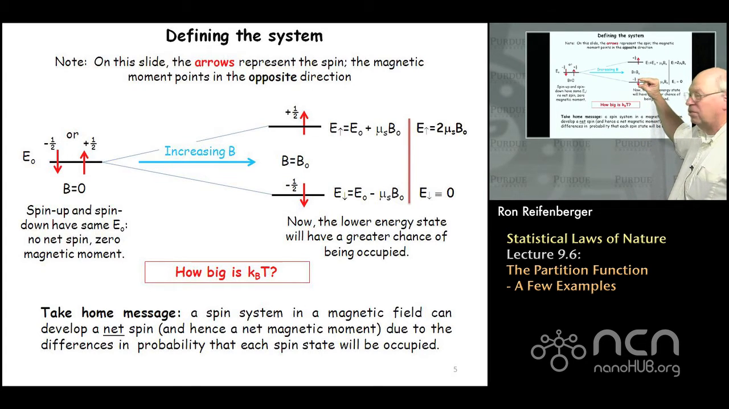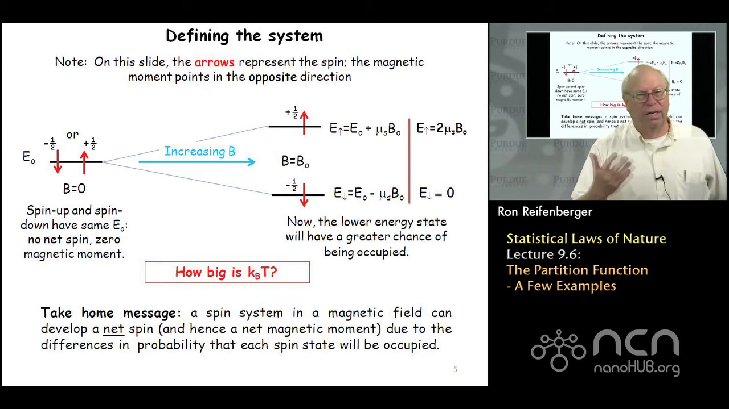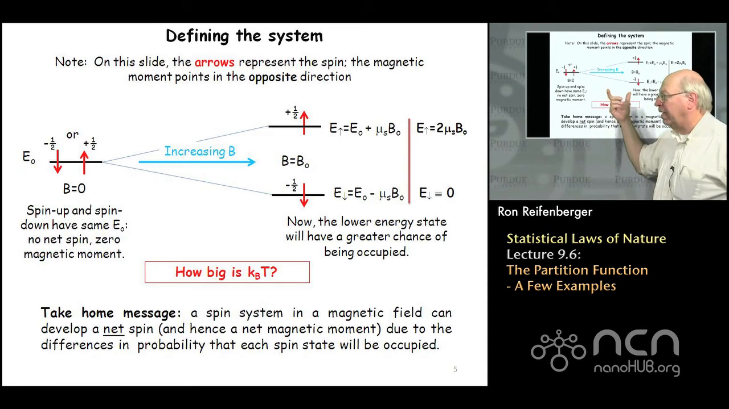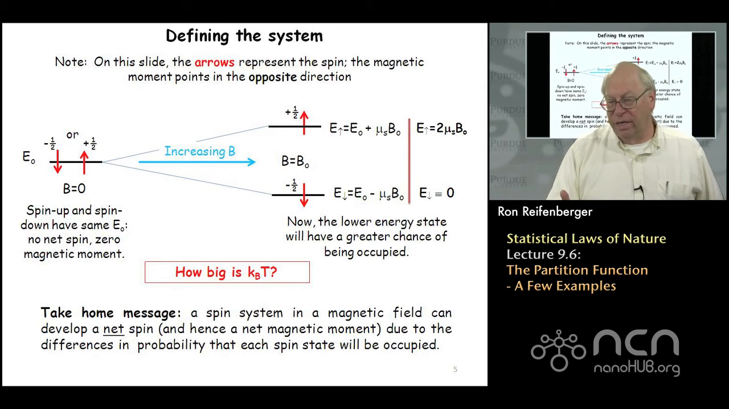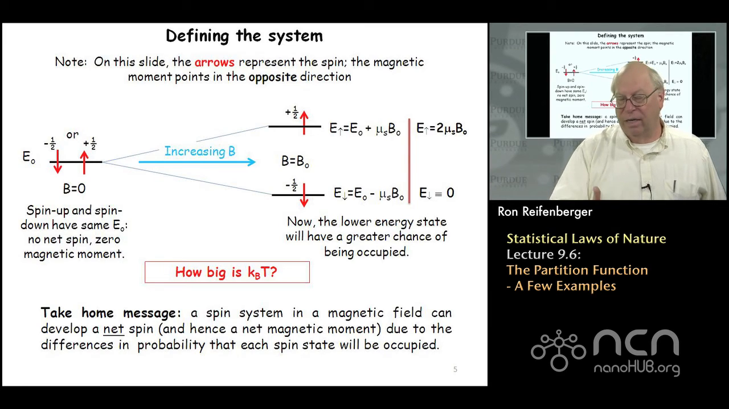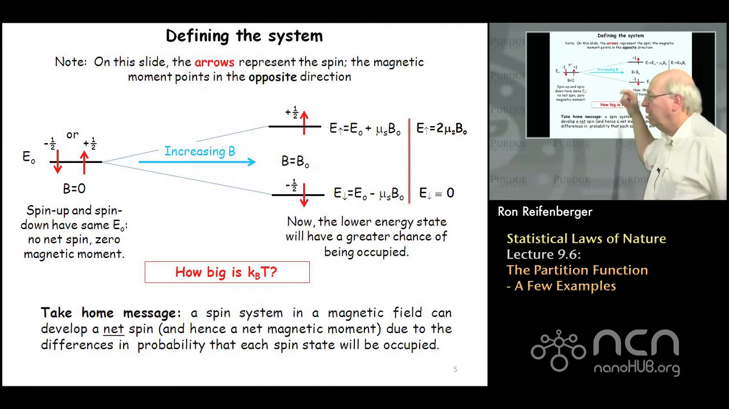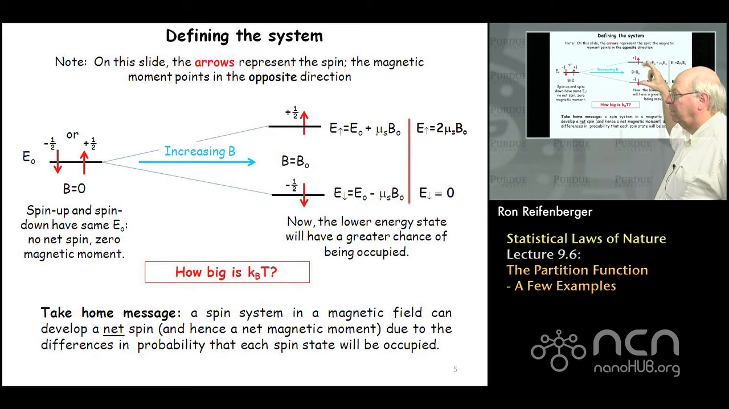Conversely, if KT is a small number compared to this energy splitting here, then it becomes energetically favorable for the electron spin to be in this energy state rather than this one. And that simply means there's going to be a higher probability that the electron has a spin down value than it has a spin up. And that's going to lead to a net magnetization, a net magnetic moment for this electron. So that's the thing that this partition function now has to calculate. It has to evaluate KT with respect to the applied magnetic field.